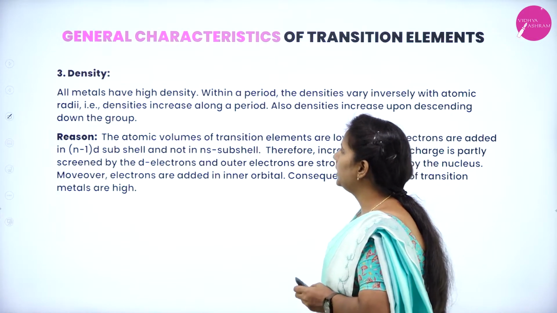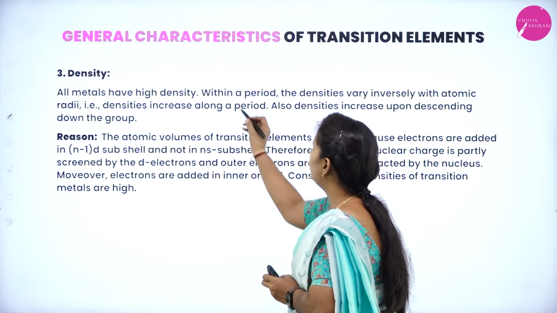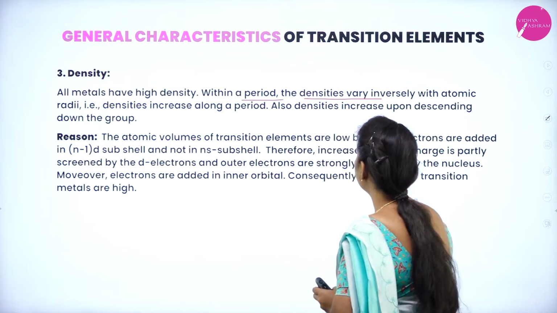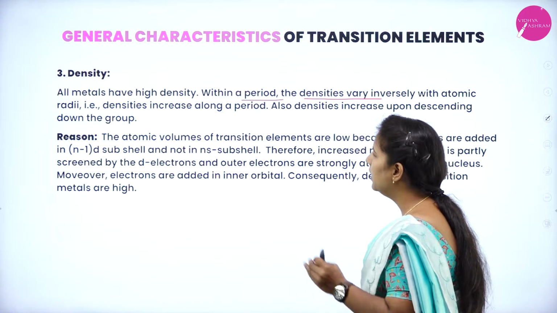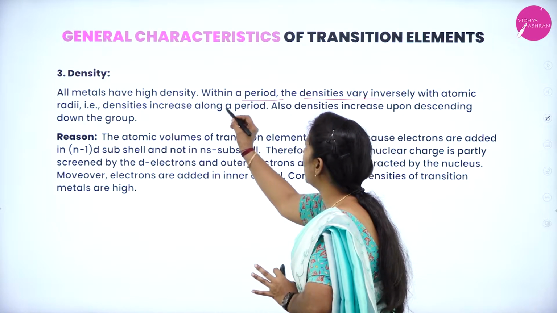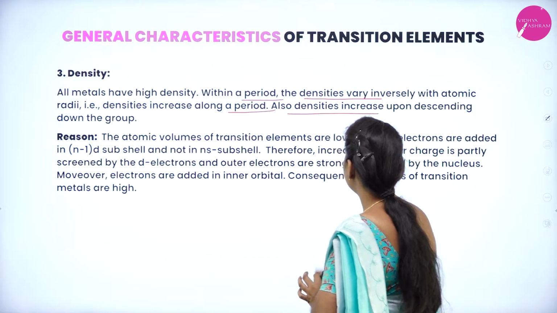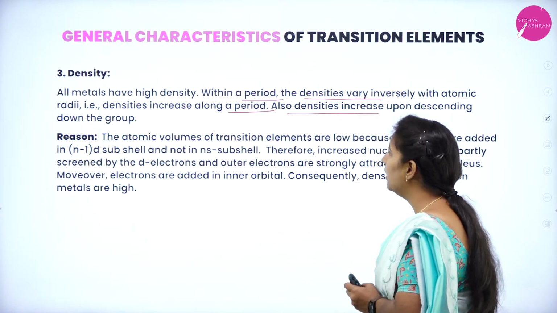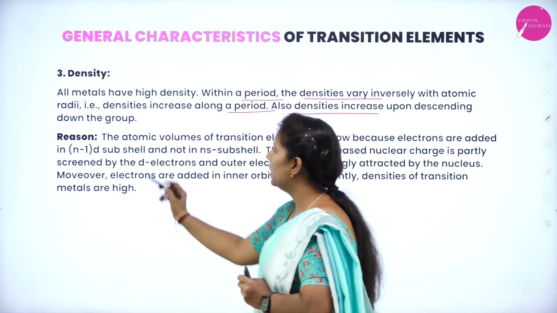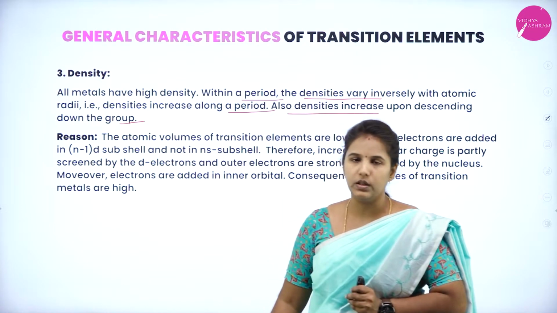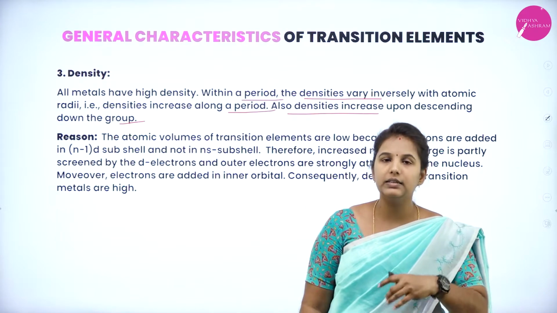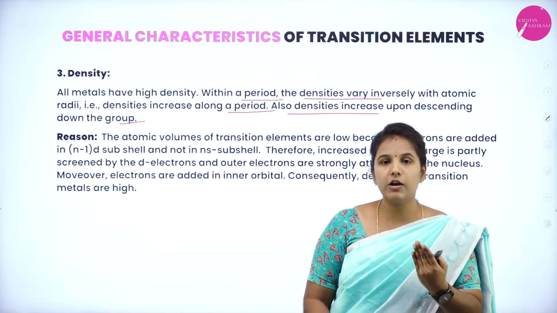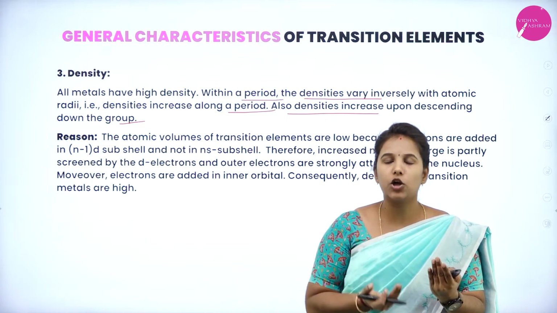So, all the metals have a high density within a period, and the density varies inversely with atomic radii. Density increases along the period, and density increases on descending the group, or down the group. So, as we move left to right in the periodic table, the density increases because of the increase in atomic number.